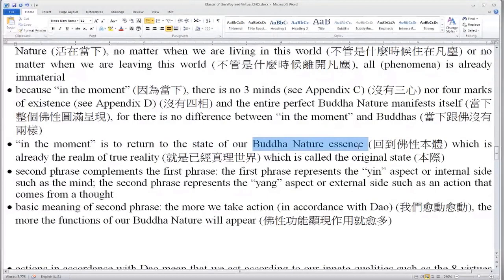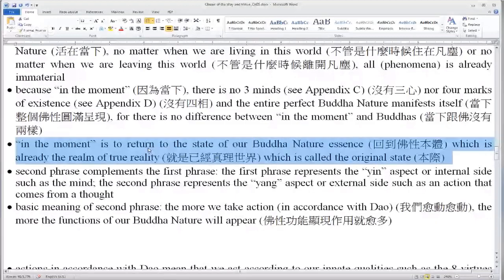It's the original state. It's already the realm of true reality, which is called 本际, the original state. You can say it's the absolute state. Same idea.